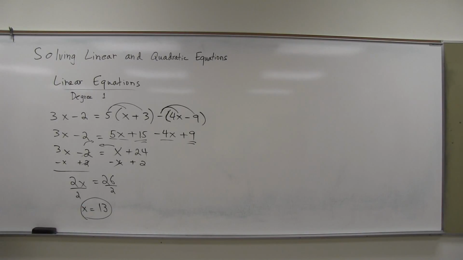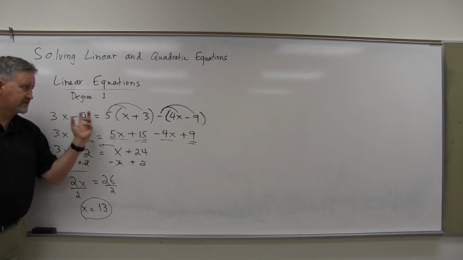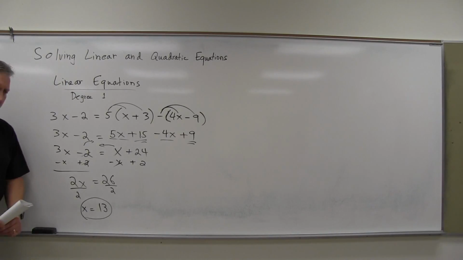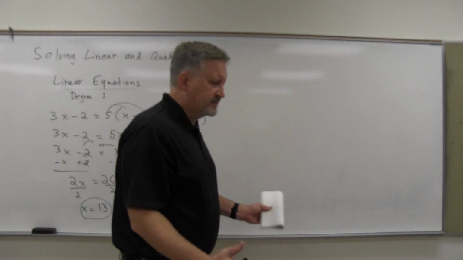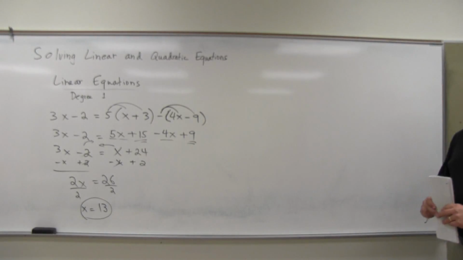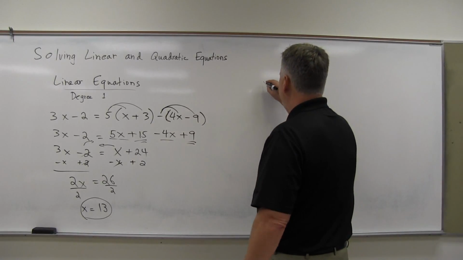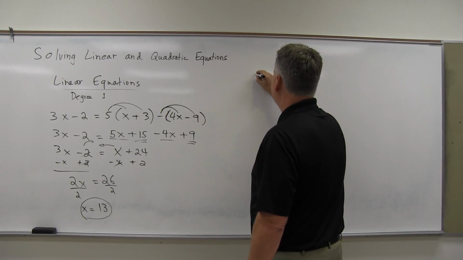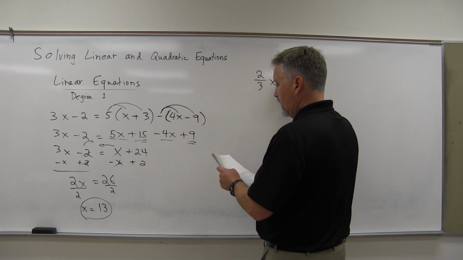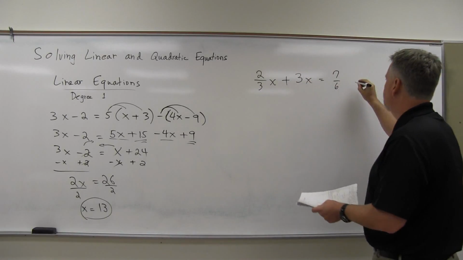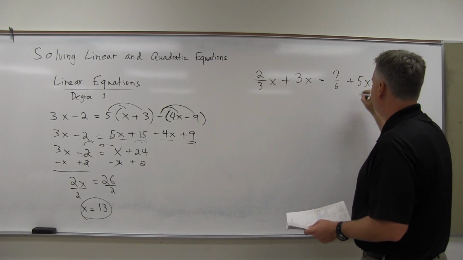Meaning that's the number that, back in the original equation, is the only number in this case that we can come up with that would make this left side equal the right side, make it a true equation. All right? So that's the basics, probably one of the ones you're familiar with. What I wanted to show you too was, take a look at this one, 2/3 x plus 3x equals 7/6, 7/6 plus 5x.